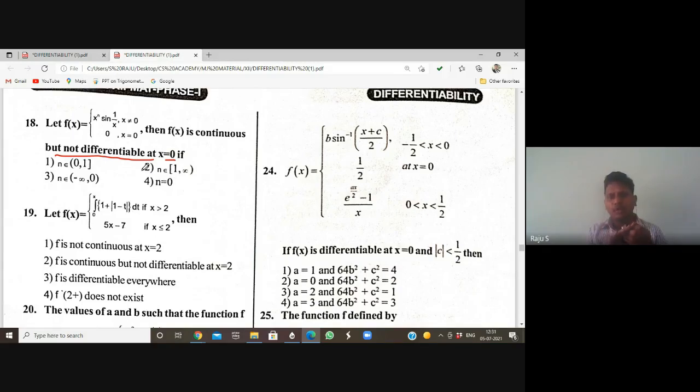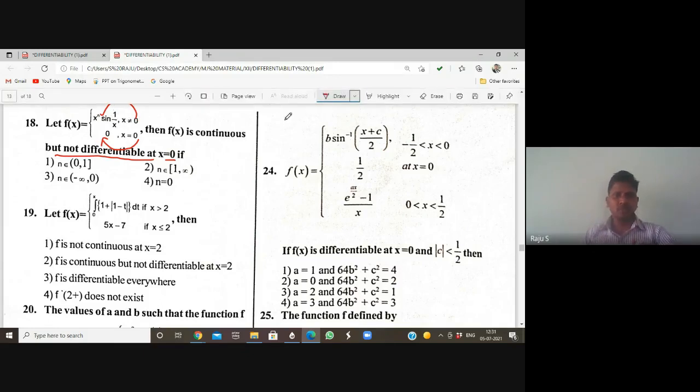So what to do here? Whenever continuity is given, why don't you equate these two values? Substitute 0 here. When I substitute 0, 0 into sine 1 by 0. Do you know what is sine 1 by 0? Sine infinity. Sine infinity belongs to minus 1 to 1, because sine maximum value is plus 1, minimum value minus 1. Can you tell me what is sine infinity exactly?